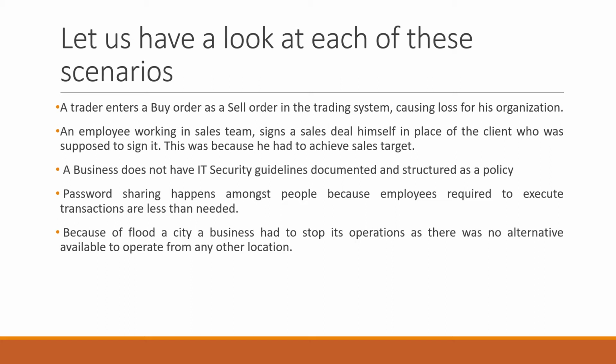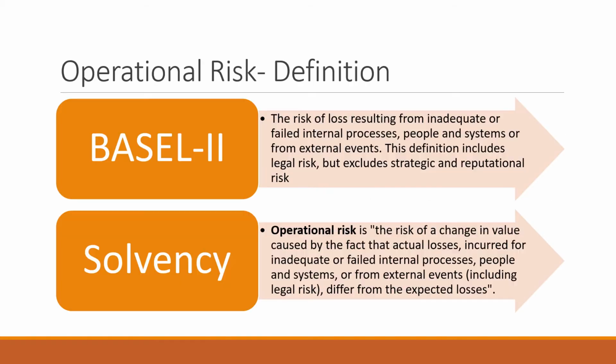Now, what is common between all 5 examples? These examples are examples of how an organization faces operational risk. So, operational risk is basically the risk that can be defined as per Basel II guidelines as the risk of loss resulting from inadequate or failed internal processes, people, systems, or from external events.